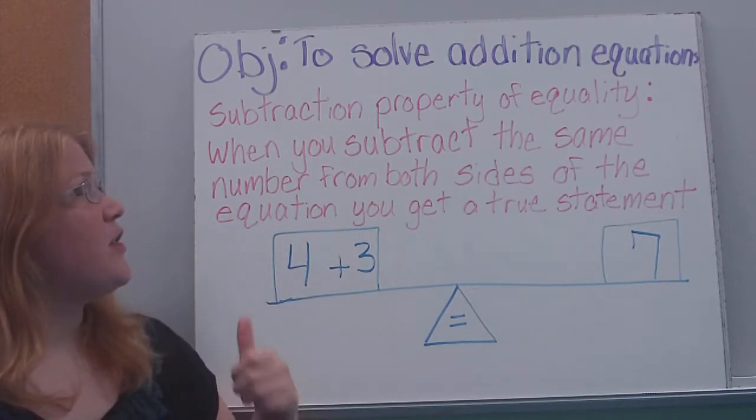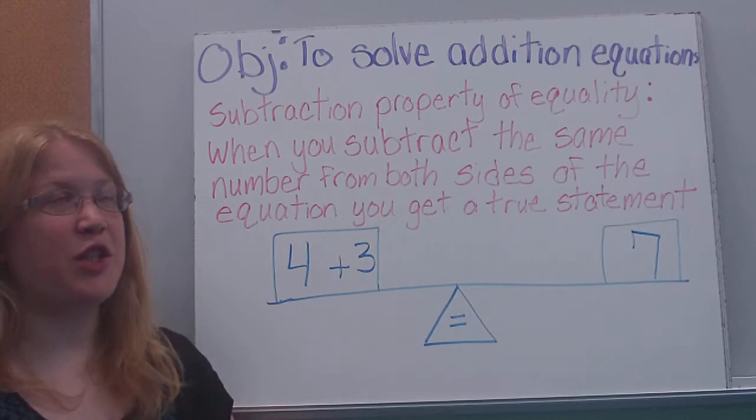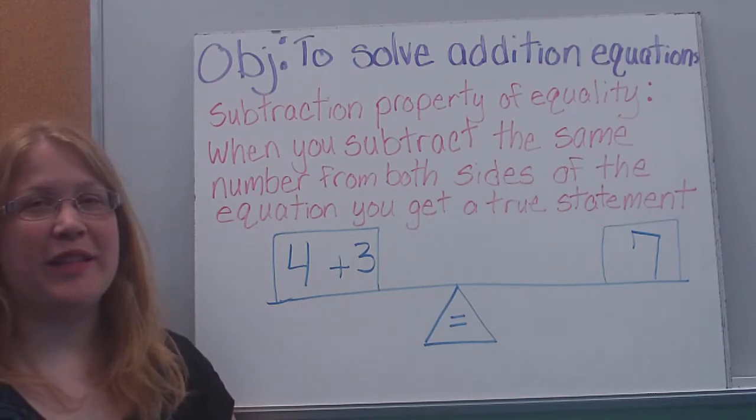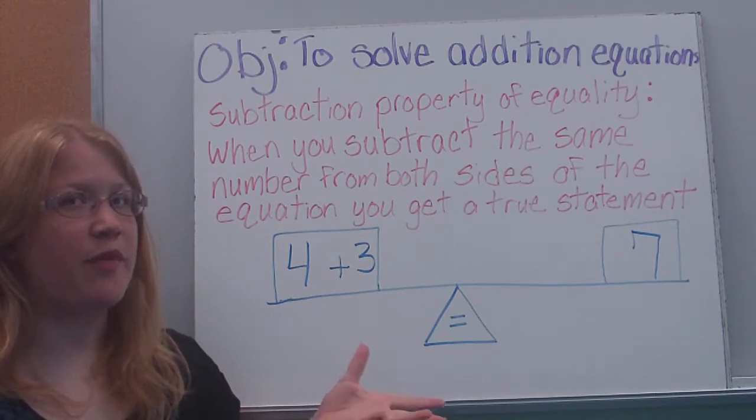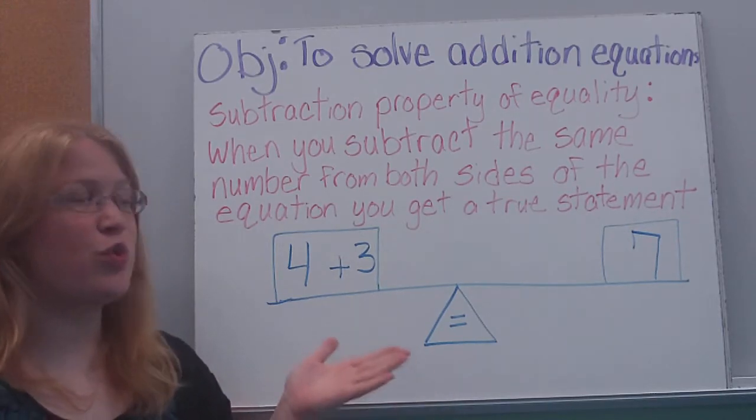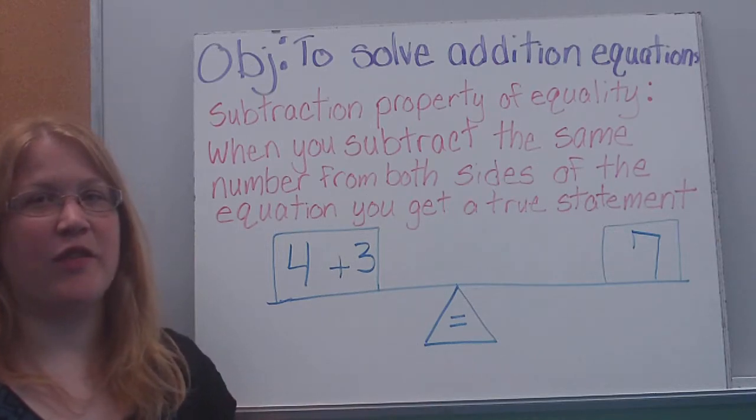So the term you need to know is the subtraction property of equality, which basically states you can subtract a number from one side as long as you subtract the same number from the other side. You'll still get a true statement, or you'll keep it balanced, however you want to look at it.